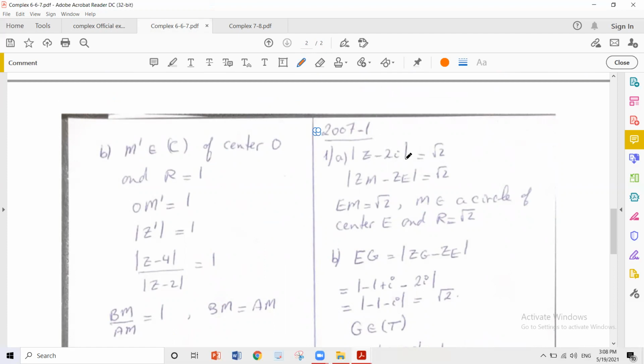So |Z - 2i| = radical 2. |ZM - ZE| = radical 2. EM = radical 2. Means M belongs to a circle of center E and radius equal to radical 2.